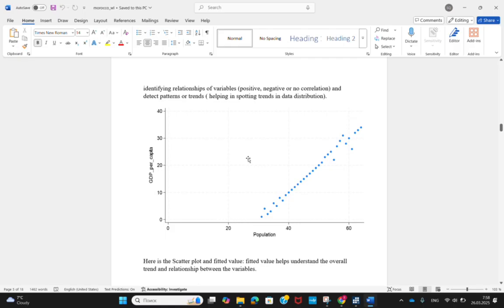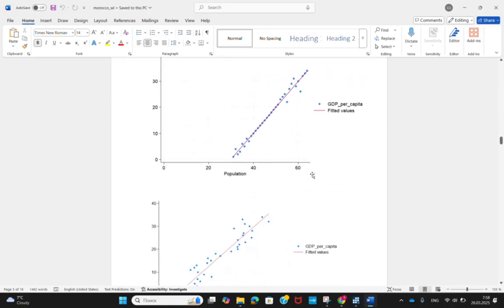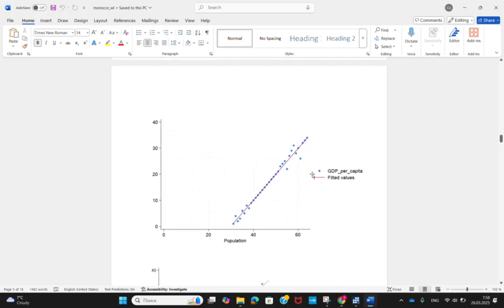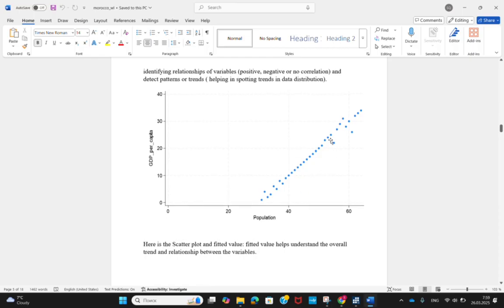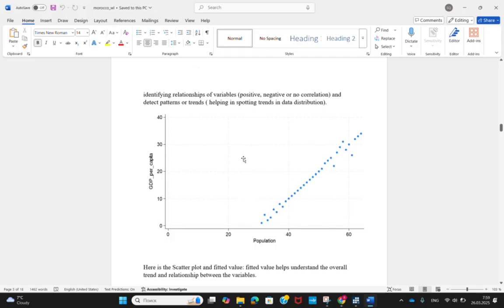Positive correlation: as one variable, for example population, is increasing, the second variable, GDP per capita, is also increasing. This is positive correlation. But sometimes we may face negative correlation. One variable is decreasing and the second one is increasing, or vice versa. This kind of correlation is negative.